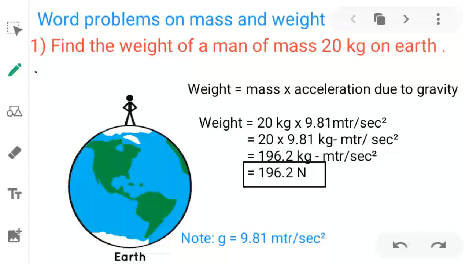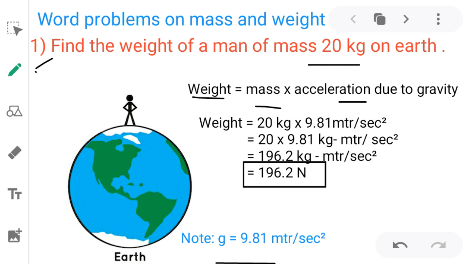Let's take one simple example. Find the weight of a man of mass 20 kg on Earth. For that we have the formula: weight is equal to mass into acceleration due to gravity. The acceleration due to gravity of Earth is given by g, and its value is 9.81 meter per second square.